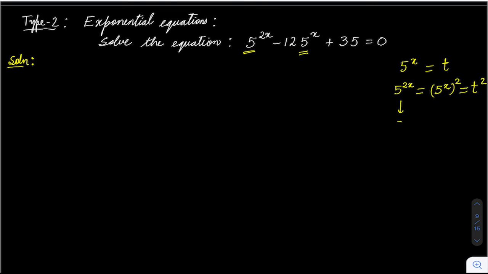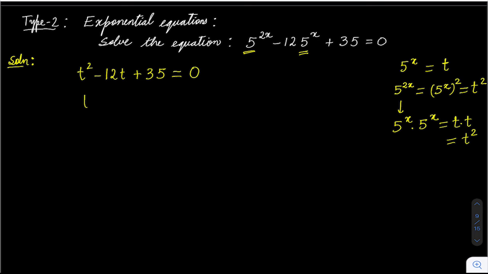So very simple way, another way to look at this is 5 power 2x is nothing but 5 power x times 5 power x. So this is nothing but t times t, that is t square. So I hope you understand now. Okay, so if 5 power x is t, then 5 power 2x is t square. So my equation changes to now t square minus 12t plus 35 equals 0.